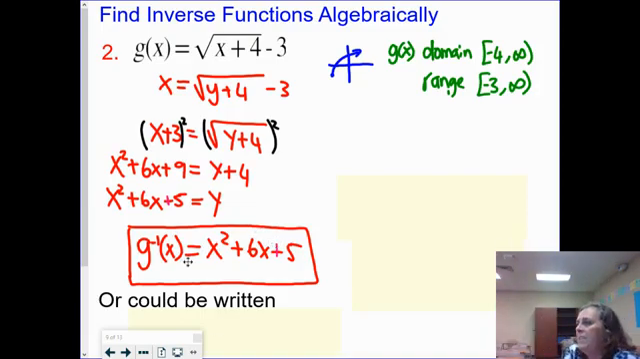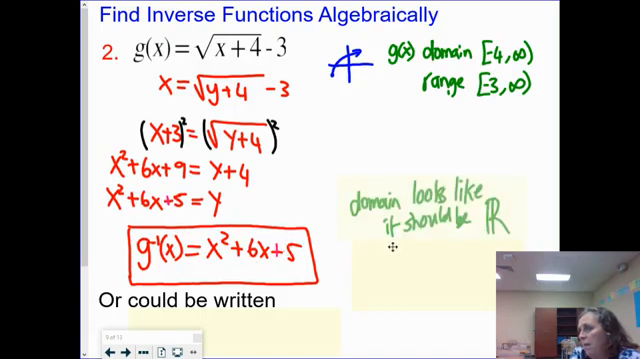Okay, so this is our inverse function. Now, when you look at it, what would you say its domain was? If you looked at this, you'd say, oh, that's fine, its domain is all real numbers. But remember, this one's domain had to equal the range of that. So its domain looks like it should be all real numbers, but it's not. Its domain has to equal that one's range.